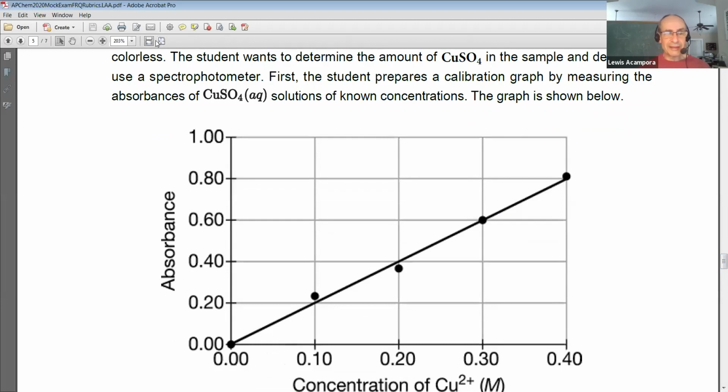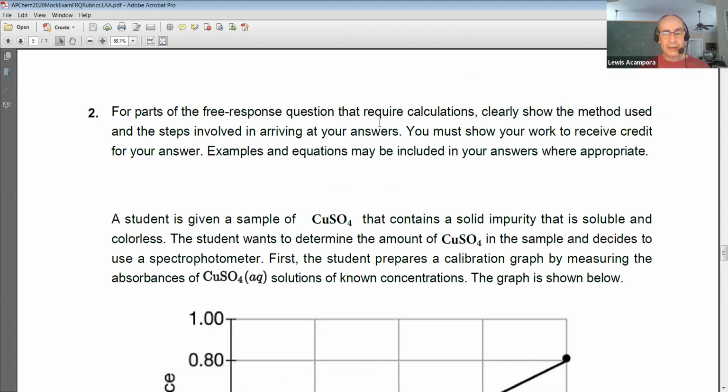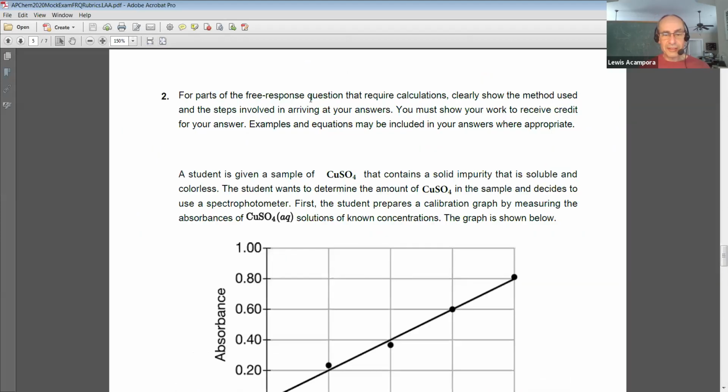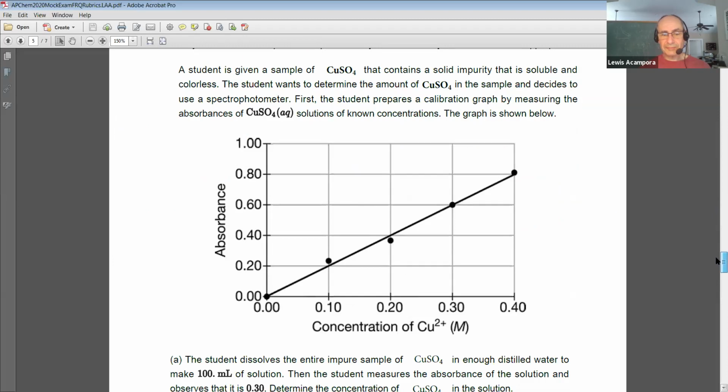Okay, let's take a look at the rubrics for this next short question. And this involves spectrophotometry. Students are given a sample of copper sulfate that contains a solid impurity that's soluble and colorless. And that's kind of important. The student wants to determine the amount of copper sulfate in the sample and decides to use a spectrophotometer. Good choice. First, the student presents a calibration graph by measuring the absorbances of copper sulfate solutions of known concentrations. The graph is shown here.